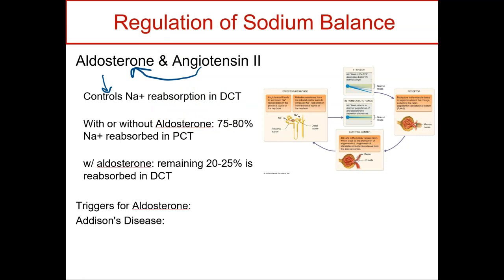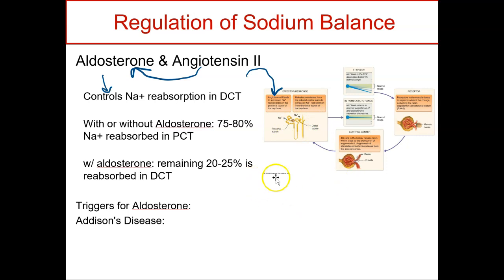You might remember that angiotensin II, in addition to triggering the release of aldosterone, can also impact sodium reabsorption, but in the PCT. Now, most sodium is reabsorbed in the PCT. We said roughly 75% of it. But if you have aldosterone, that's when we get the rest of that sodium in our DCT.